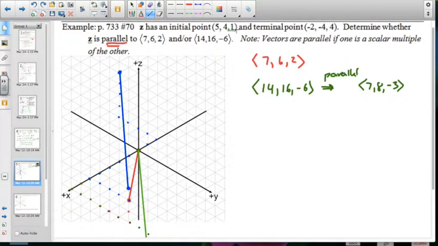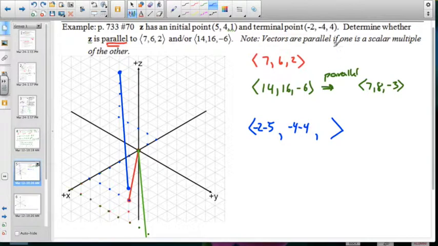So if we take a look at this and write this in vector form, then the x, y, and z components of that vector are going to be 5 minus a negative 2. Let's see, this is the initial point, and that's the terminal. So I have to do terminal minus initial. So minus 2 minus 5, minus 4 minus 4, 4 minus 1. So there's that blue vector. So this is a minus 7, a minus 8, and a 3.